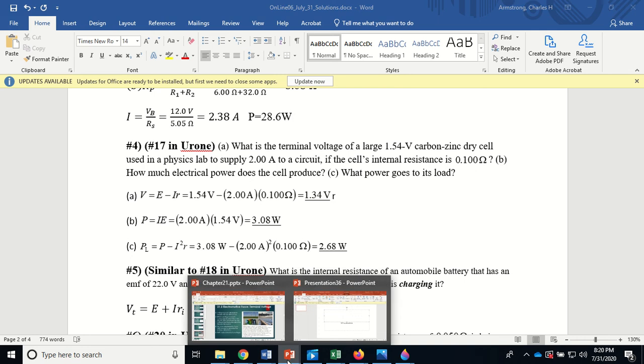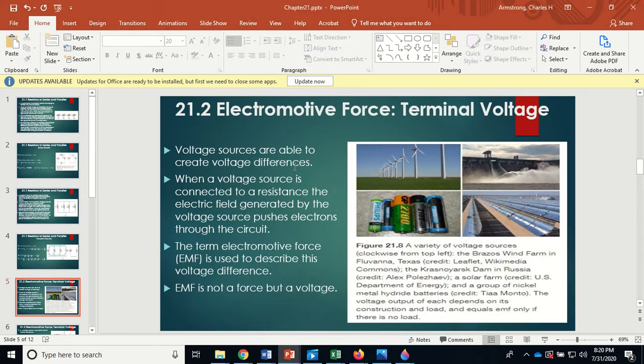Okay, so going back to PowerPoint. Electromotive force and terminal voltage. Voltage sources are able to create voltage differences. So here you've got a bunch of examples of voltage sources, things that are able to create voltage differences, and it's voltage differences that get current to flow. Windmills, a dam, some batteries, and solar panels.